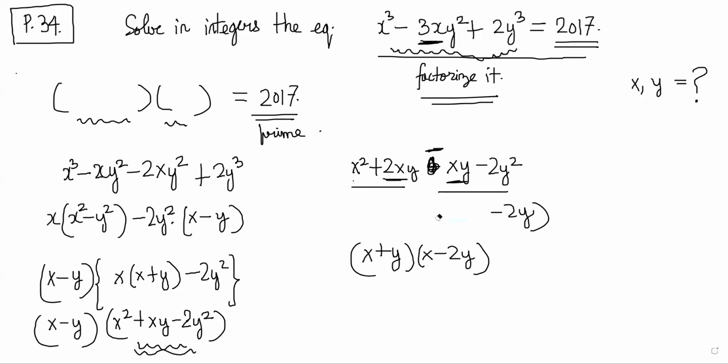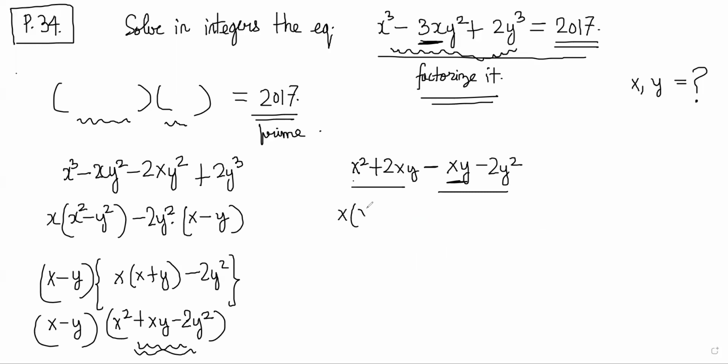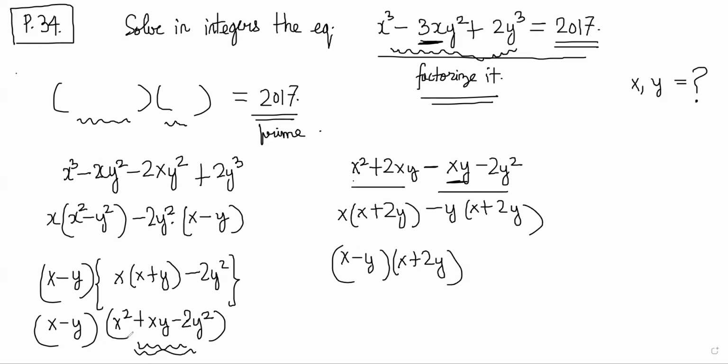Do you understand? There was a mistake. I hope everybody is getting what I'm saying. Yes, sir. So it will become x common, x plus 2y, and minus y common, x plus 2y. And now it is becoming x minus y, x plus 2y inside. So the overall thing is becoming x minus y whole square into x plus 2y. Right?